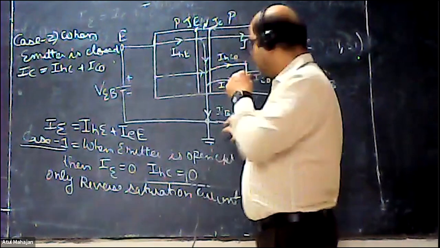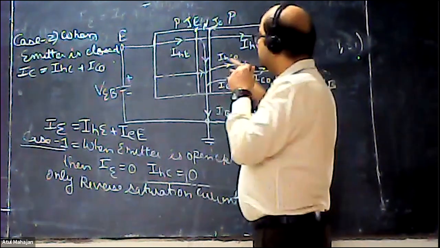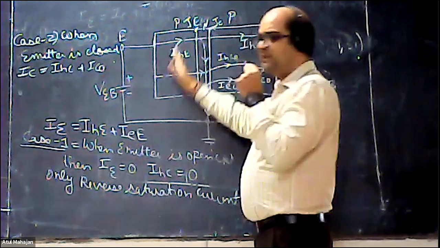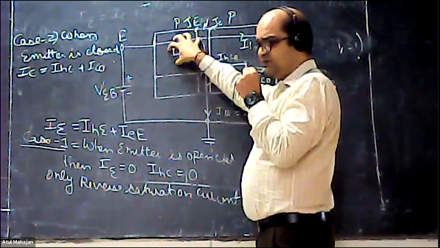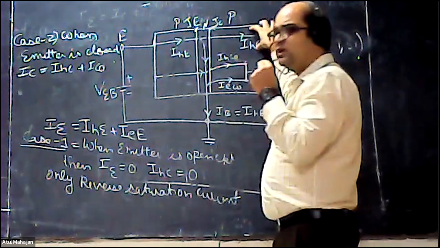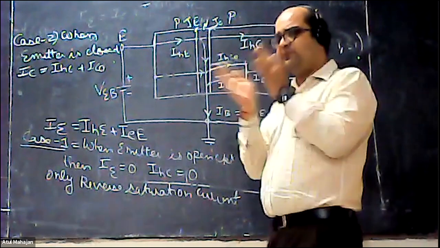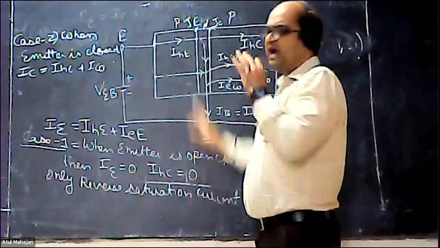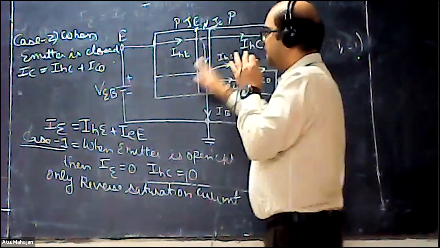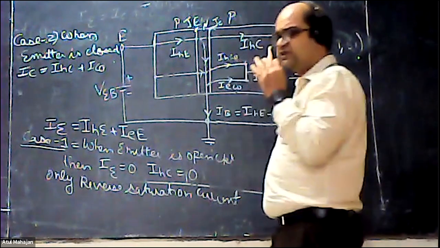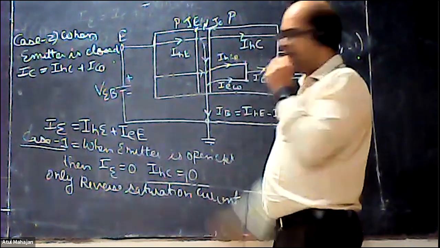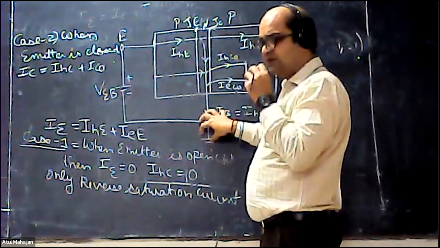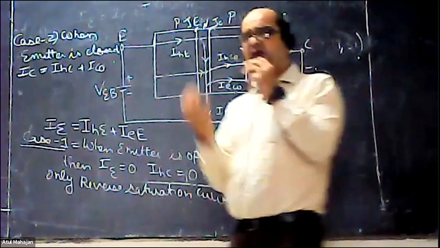And base current is always equal to what? It is the particles which are subtracted, that is IHE minus IHC. The particles which were being transferred from the emitter junction, and the particles which were reaching the collector junction. If we subtract both of these, the amount which we get is your base current. The particles which do not reach the collector junction are your base current, and it is always grounded.